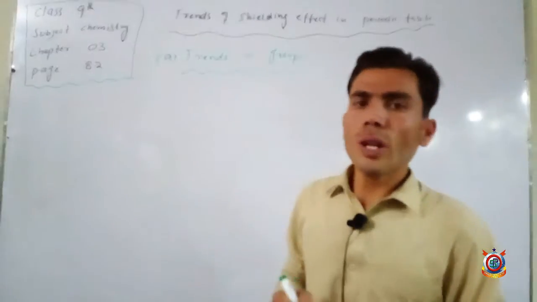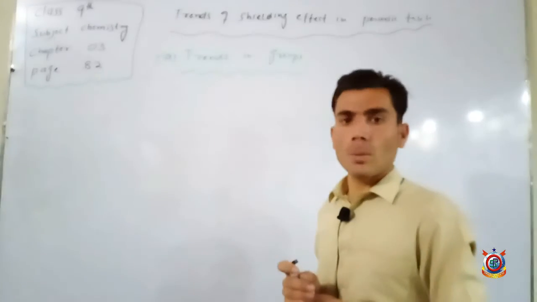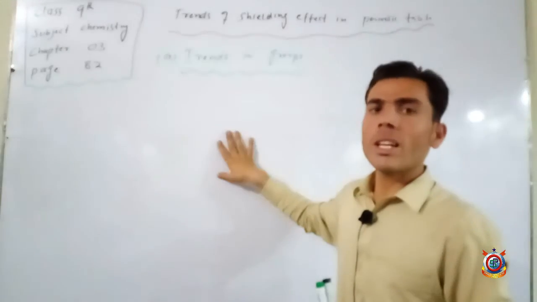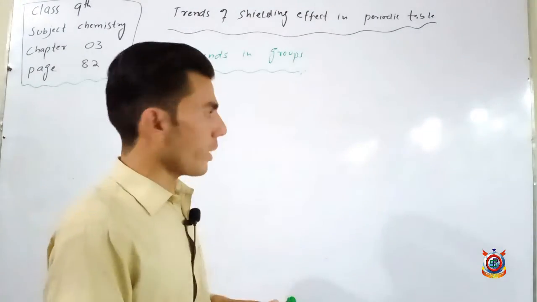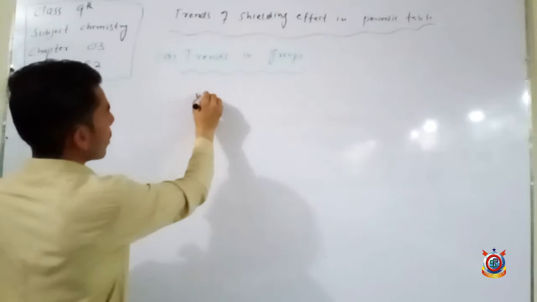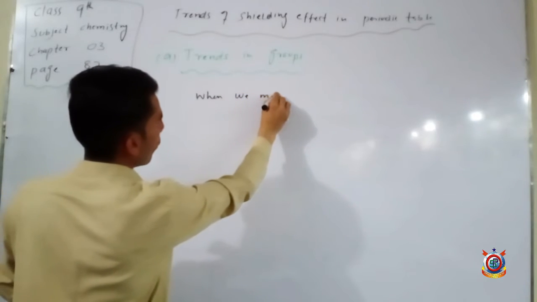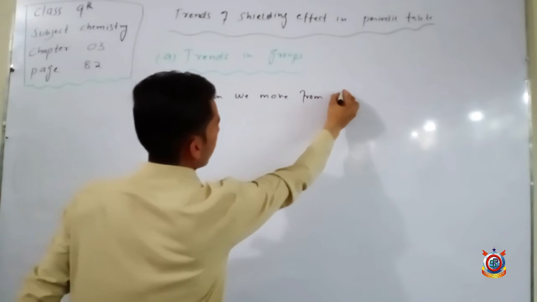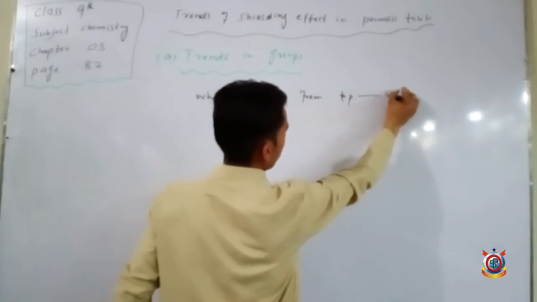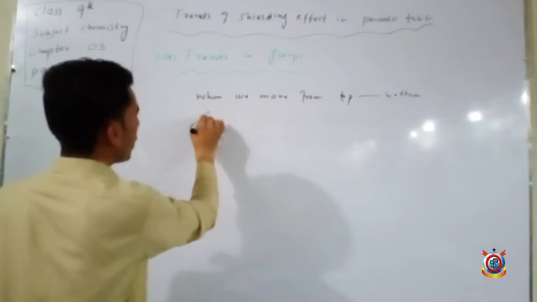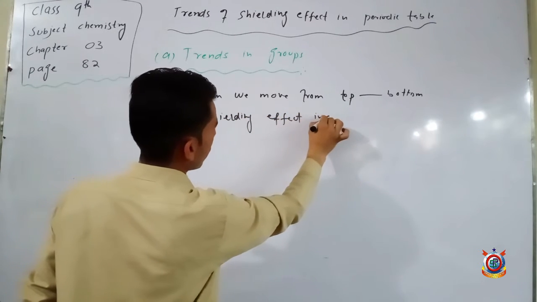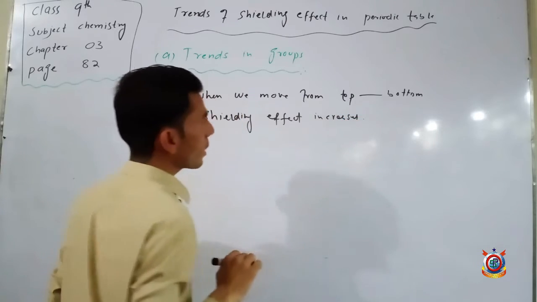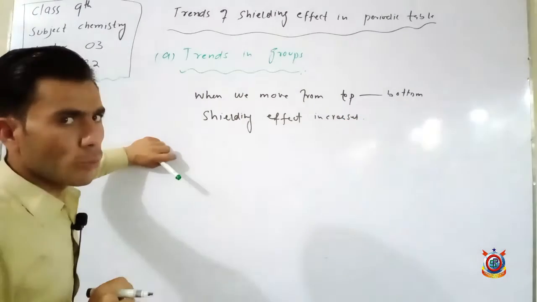Dear students, when we move from top to bottom in the groups in the periodic table, the shielding effect increases. When we move from top to bottom in groups, what happens? An increase occurs in the shielding effect. Why does the shielding effect increase when we move from top to bottom?